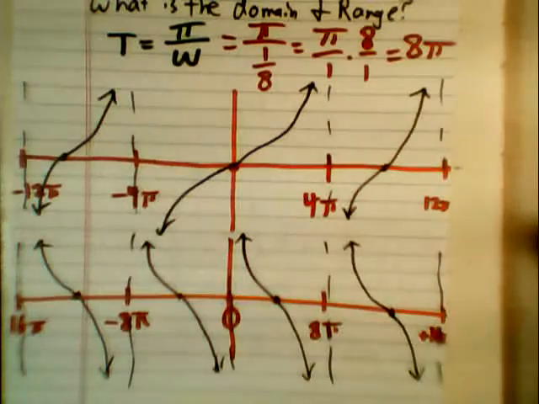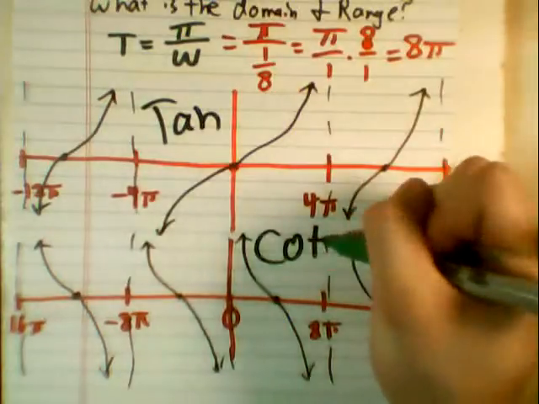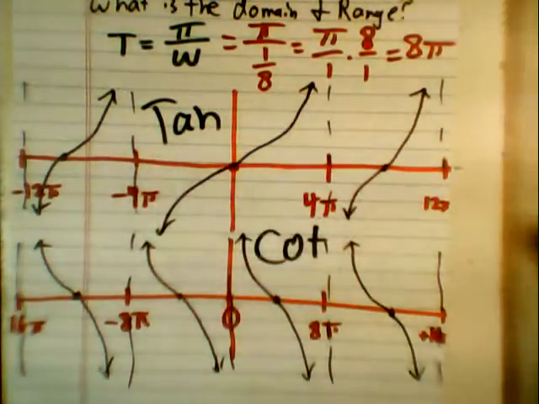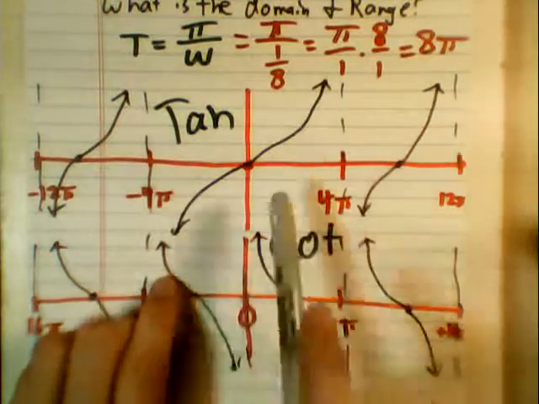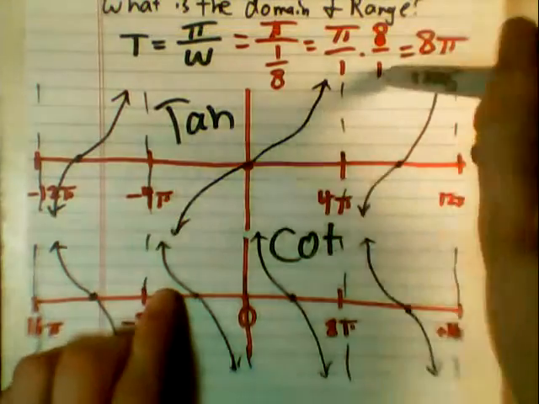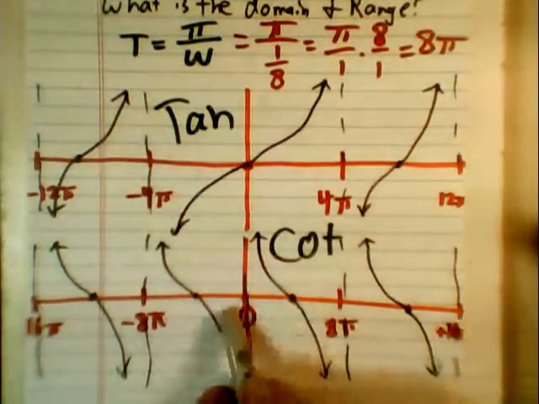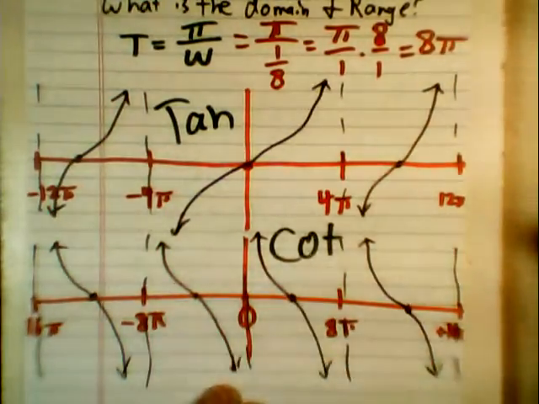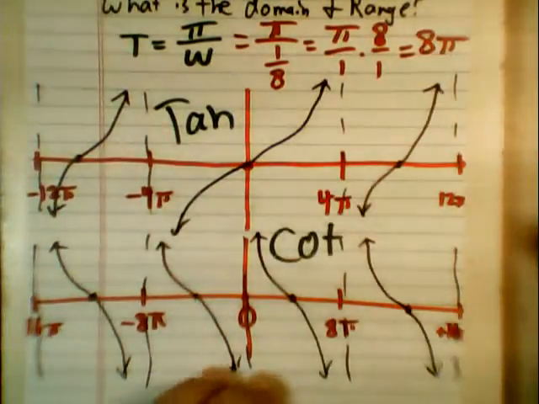Okay, so this top one, this is tangent, and this bottom one is cotangent. So now that I've drawn them, let's discuss it. Tangent is about the origin, and it increases to the right. Cotangent is shifted over from the origin, about half its period, and then it's decreasing to the right.